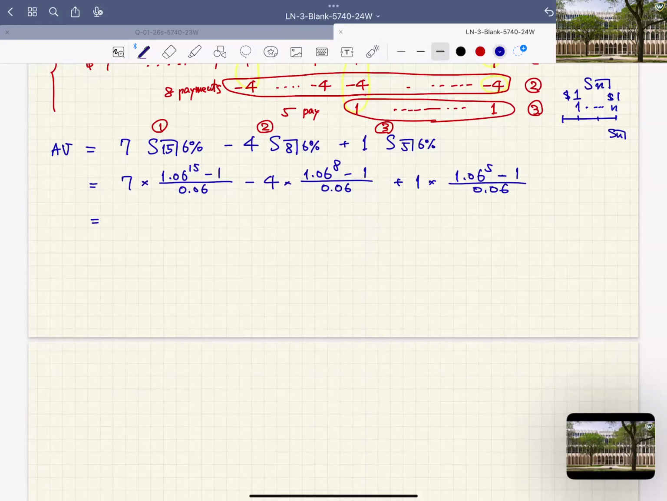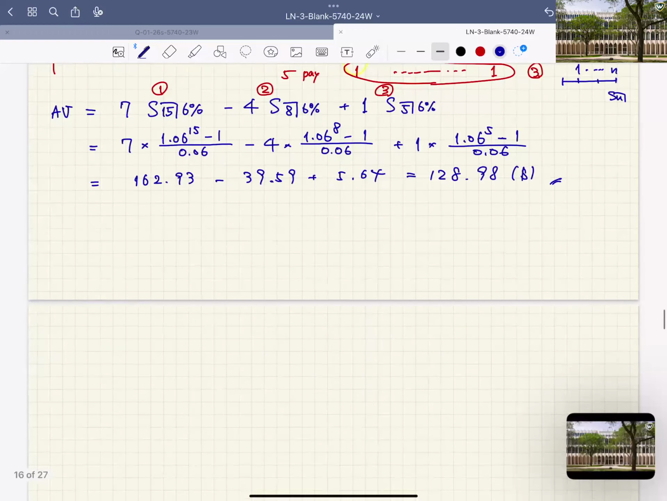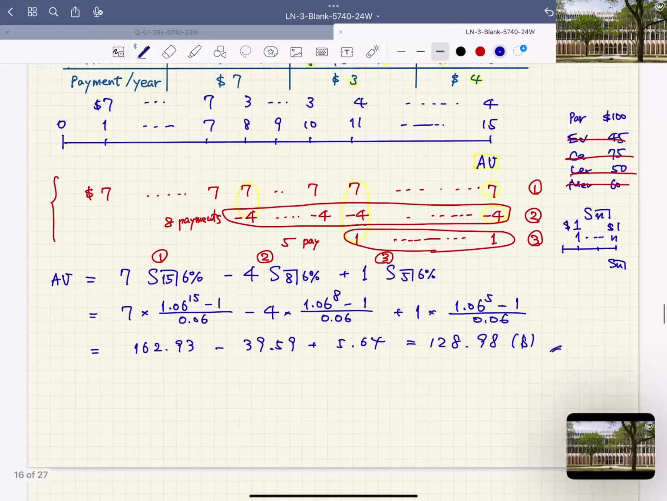And this becomes 162.93 minus 39.59 plus 5.64. So this is equal to $128.98. So 128. So actually, all the answers are a little off, but still 100 is closest.